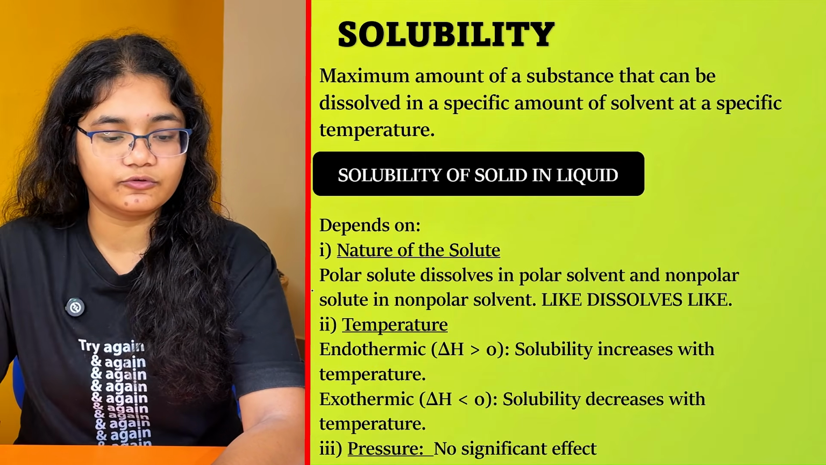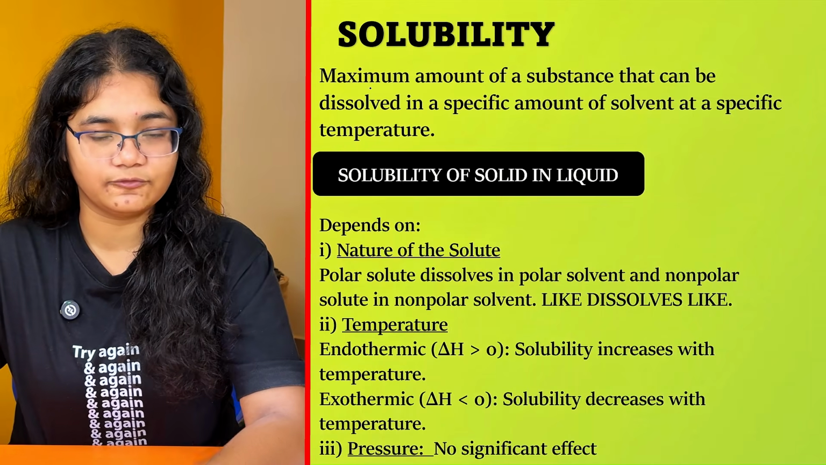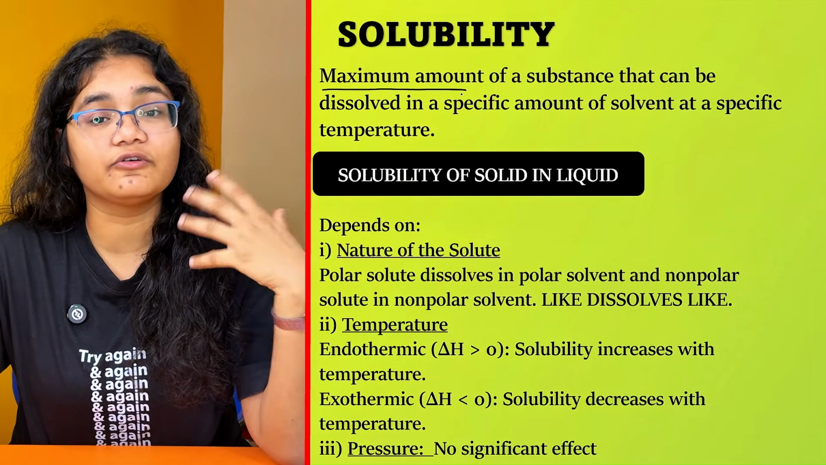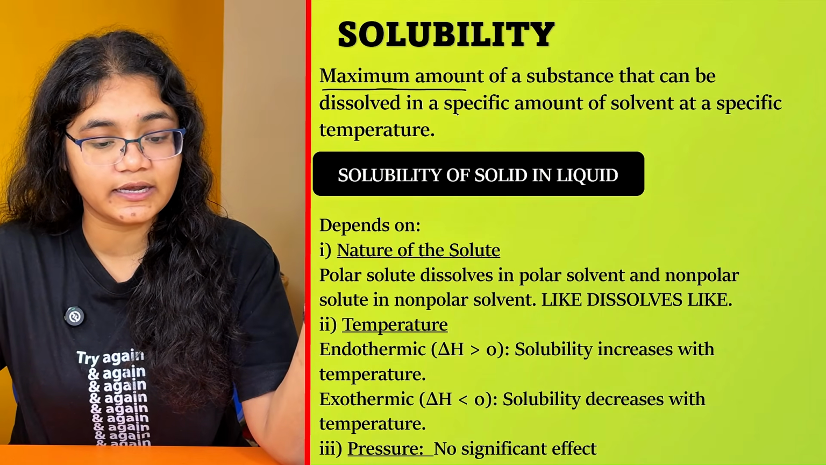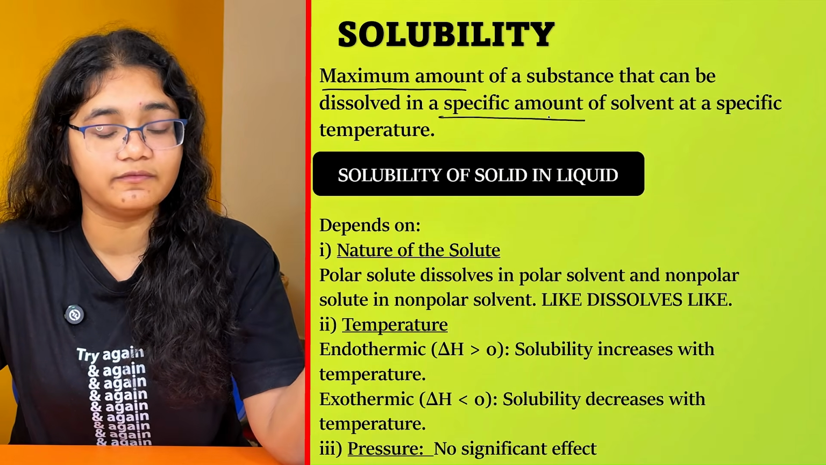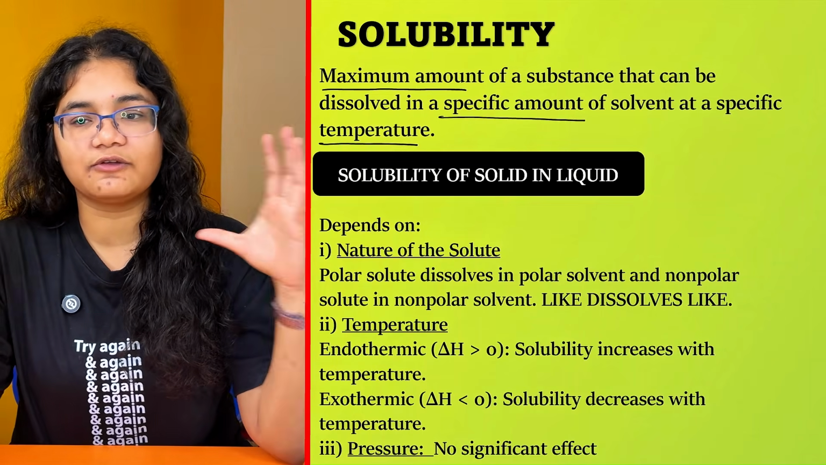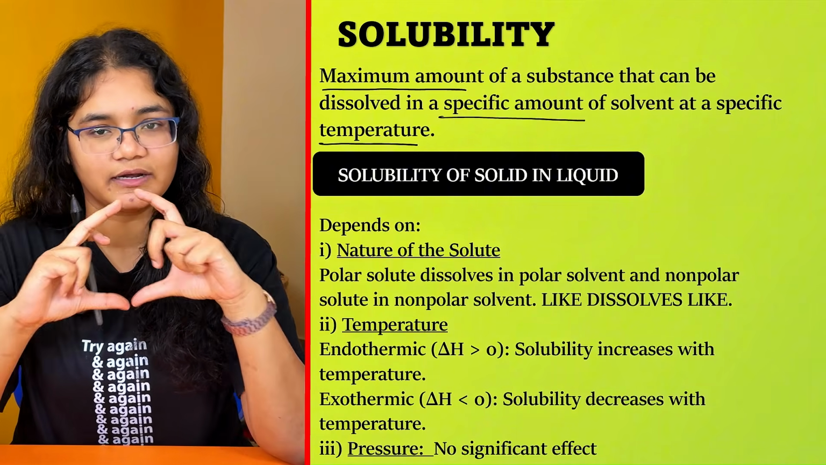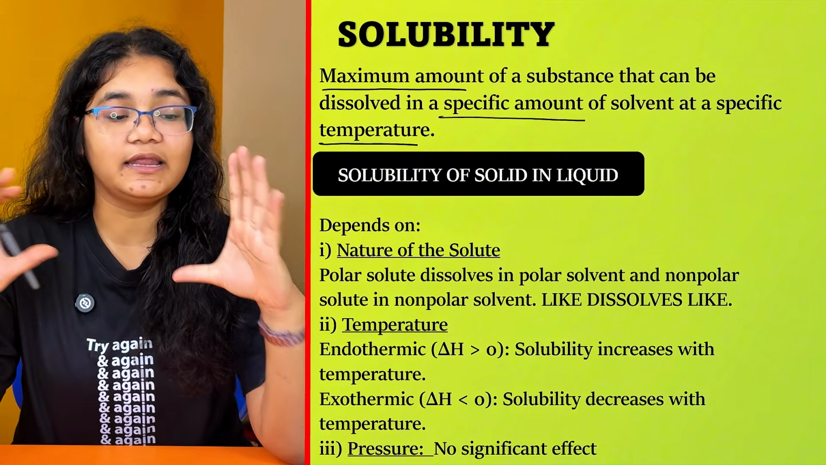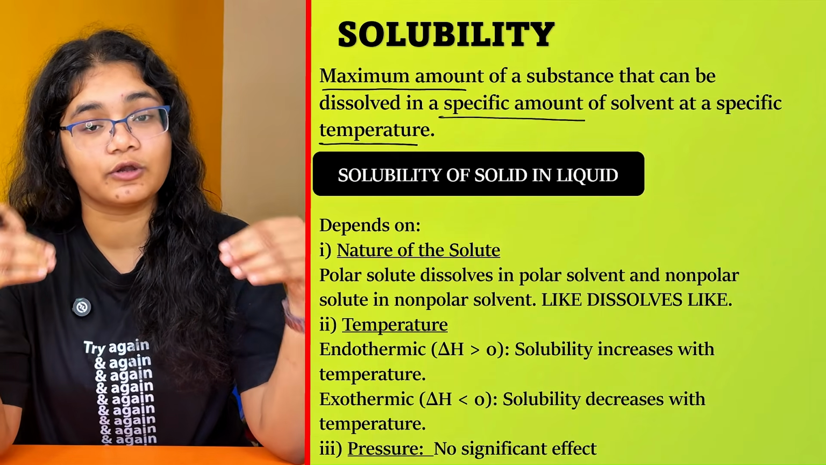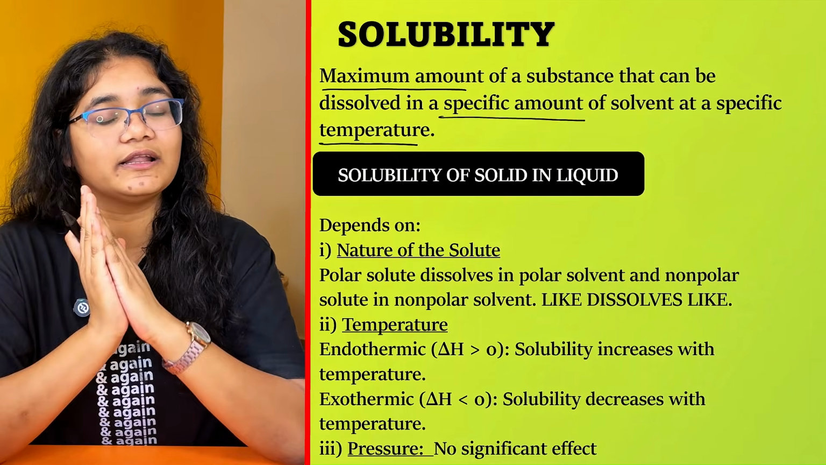Okay, now let us move to the next topic, that is solubility. What do you mean by the word solubility? Solubility means the maximum amount of a substance that can be dissolved in a specific amount of solvent at a specific temperature. Temperature should be fixed, and suppose you are fixing the amount of solvent, for example 1 glass of water, then in that 1 glass of water at the same temperature, how much amount of solute can be dissolved, that is called the solubility.